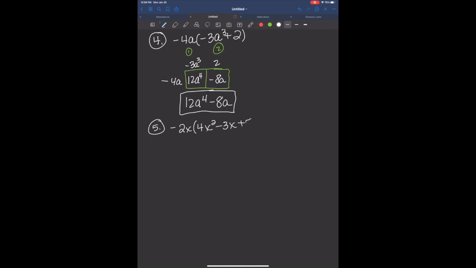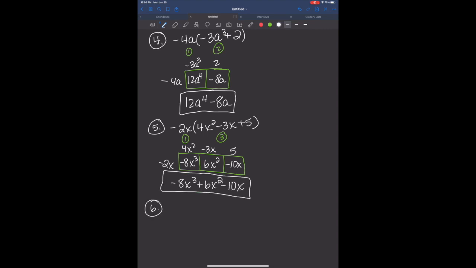For the next one, we've got negative 2x times 4x squared minus 3x plus 5. Negative 2x times 4x squared is going to give us negative 8x cubed. And negative 2x times negative 3x is going to give us the positive 6x squared. And negative 2x times 5 is going to give us the negative 10x. Don't forget we're adding exponents here.